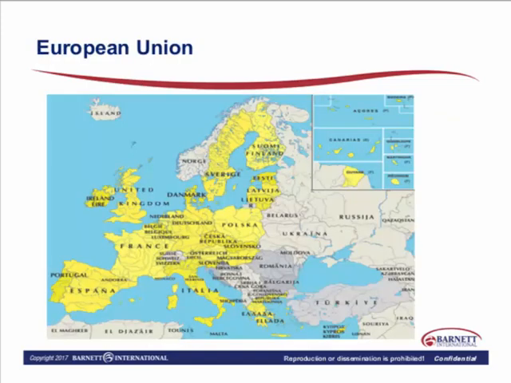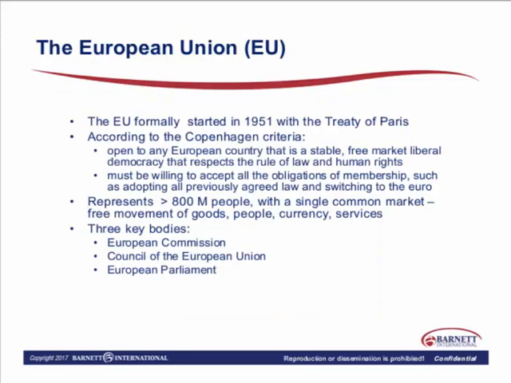So this is a map of the EU. There are currently 28 member states in the EU. I just like this map. I think it's kind of interesting to see. And the EU was formally started in 1951 with the Treaty of Paris. And it was based on certain criteria called the Copenhagen criteria, where basically it's open to any European country that's a stable free market and a liberal democracy that respects the rule of law and human rights.